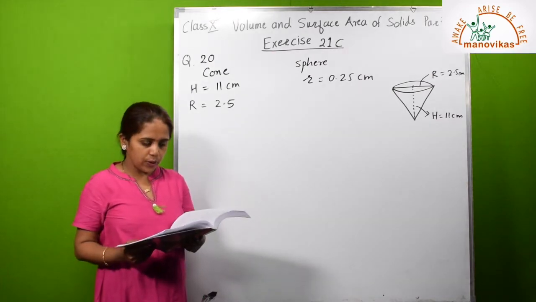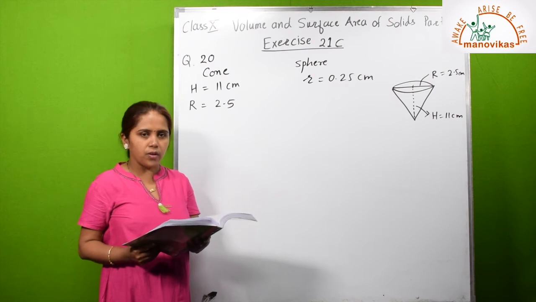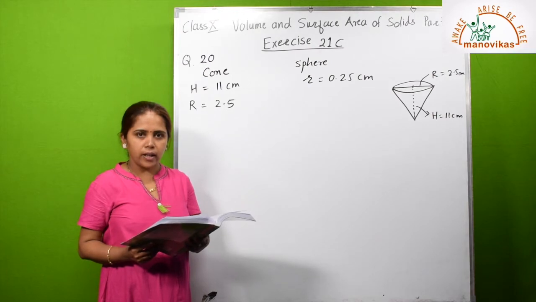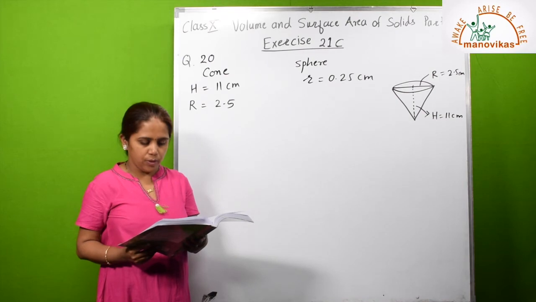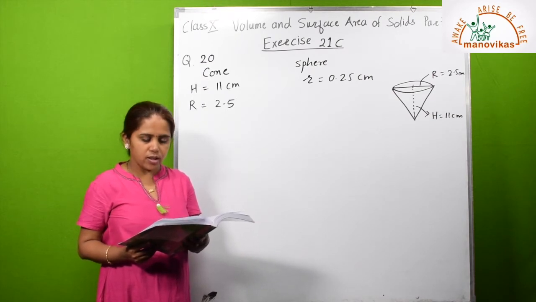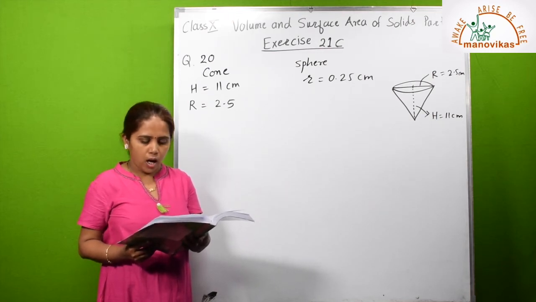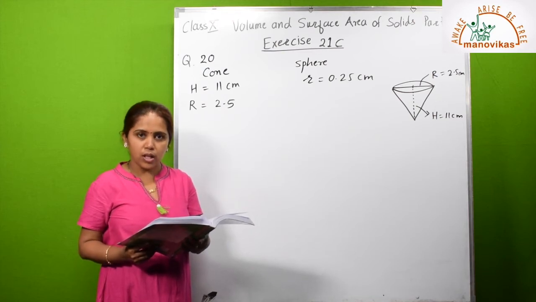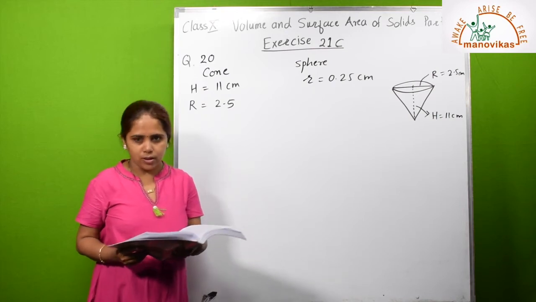Now what is question number 20? A vessel is in the form of an inverted cone. Its height is 11 centimeter and the radius of its top, which is open, is 2.5 centimeter. It is filled with water up to the rim. When lead shots, each of which is a sphere of radius 0.25 centimeter, are dropped into the vessel, 2/5 of the water flows out. Okay, find the number of lead shots dropped into the vessel.